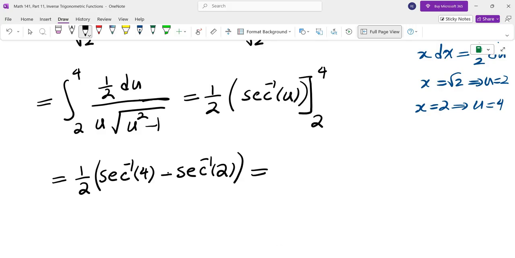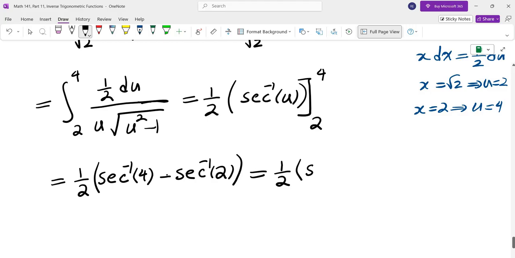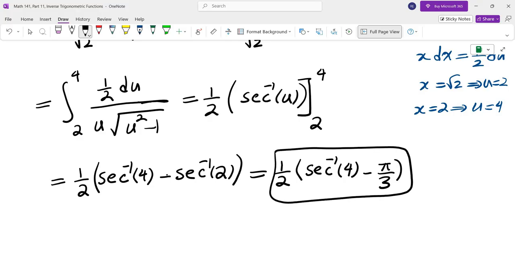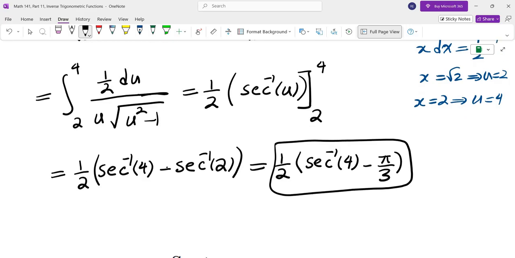Now, secant inverse of 4 is an angle whose secant is 4 or its cosine is 1/4. So that's not really on the table. So we can't really evaluate that. That would just be secant inverse of 4. But secant inverse of 2, we should know that because that's an angle whose secant is 2 or whose cosine is 1/2. The angle whose cosine is 1/2 is pi over 3. So the answer to this one is, in fact, 1/2 times secant inverse of 4 minus pi over 3.